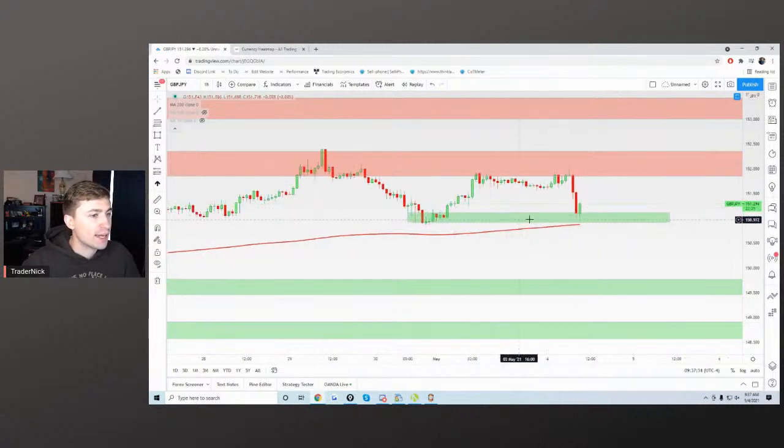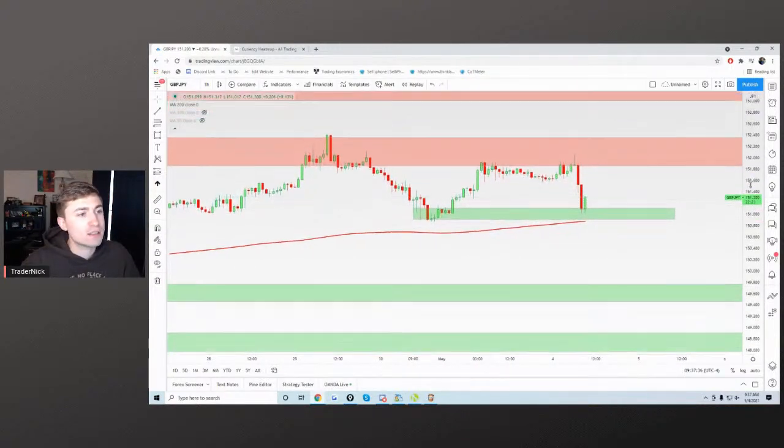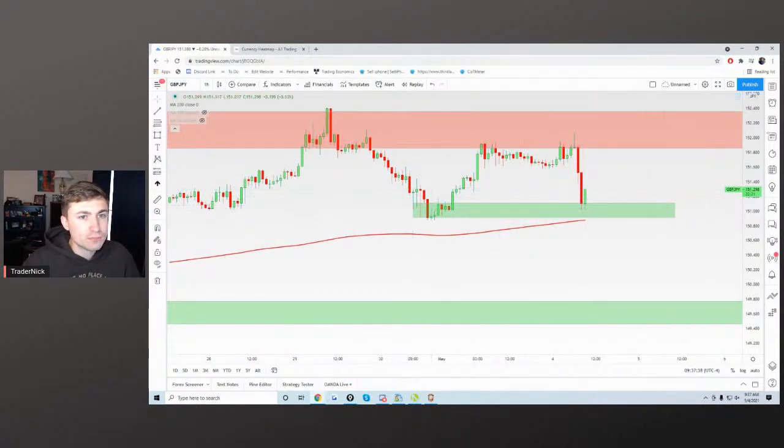But anyways, nice little rally. Maybe some of you guys caught this if you were looking at this level. It kind of tagged into this zone and really quickly reversed.